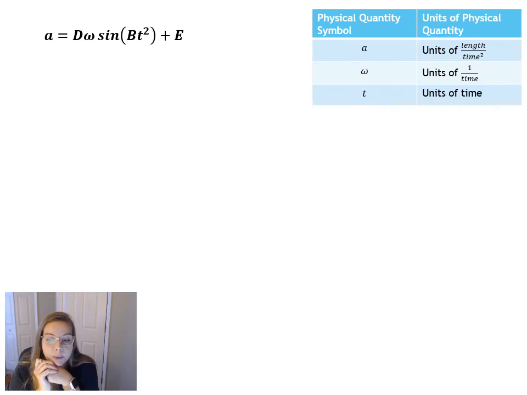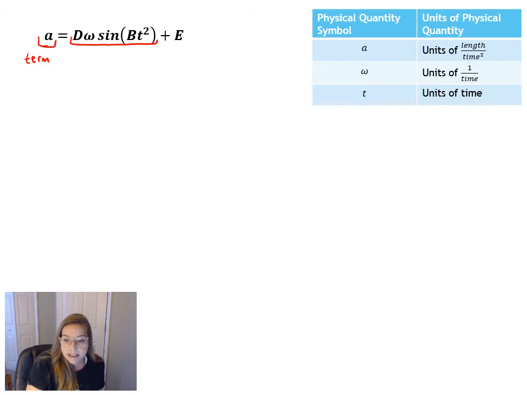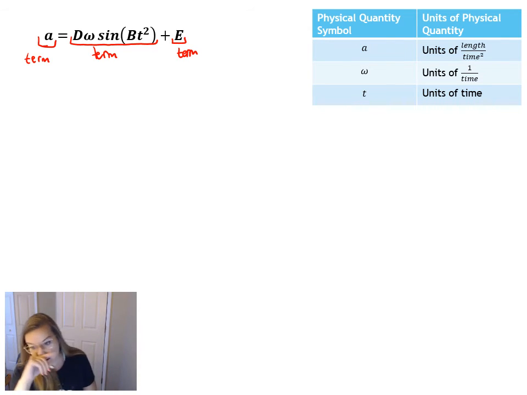All right, now let's use these principles in order to figure out the units of the physical quantity symbolized by D. So if we look at our equation again, notice that we have 3 terms. We have the A, that's a term all by itself. This D times omega times the sine of BT squared, that's a term. And E, that's also a term. So all the terms on the left-hand side must have the same units as all the terms on the right-hand side.